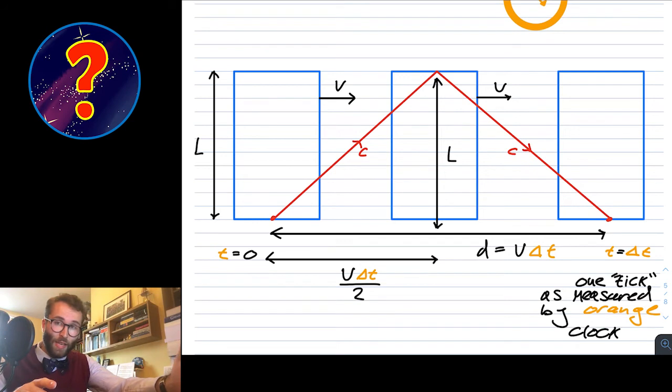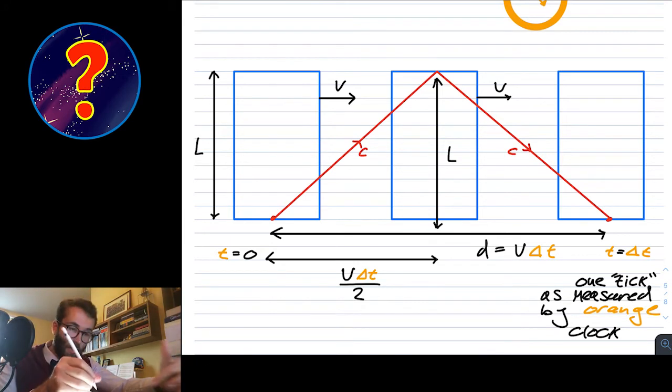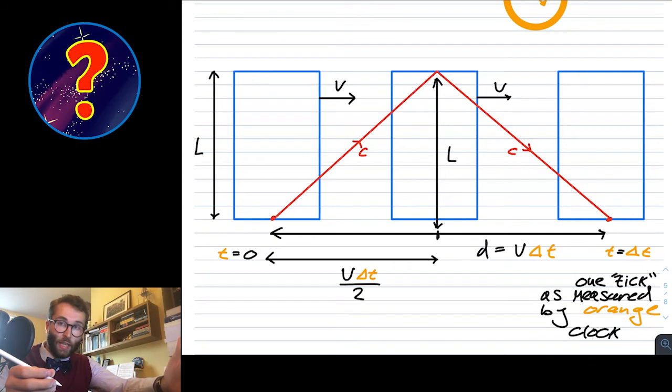So what we have here is a triangle, a right-angled triangle, where we know all 3 lengths. We know this bottom length here just from taking half a tick length as measured by the orange clock times the velocity of the train, the velocity the clock is moving to the right at. We know the vertical length, L, as it is just before. This is a physical dimension of the clock we have fixed. And we know the length of the hypotenuse.